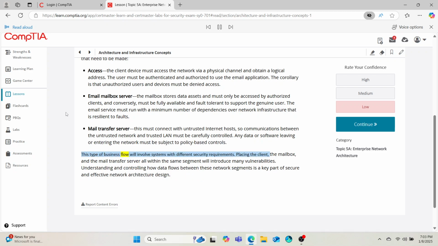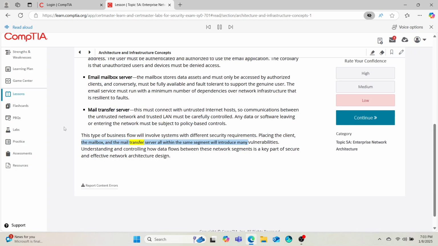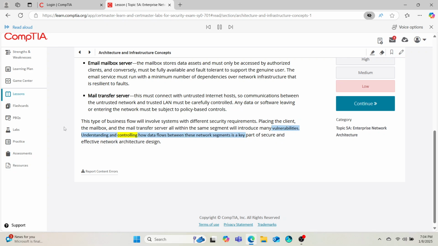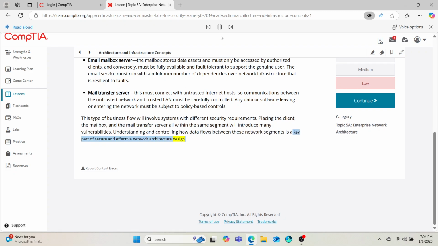This type of business flow will involve systems with different security requirements. Placing the client, the mailbox, and the mail transfer server all within the same segment will introduce many vulnerabilities. Understanding and controlling how data flows between these network segments is a key part of secure and effective network architecture design.